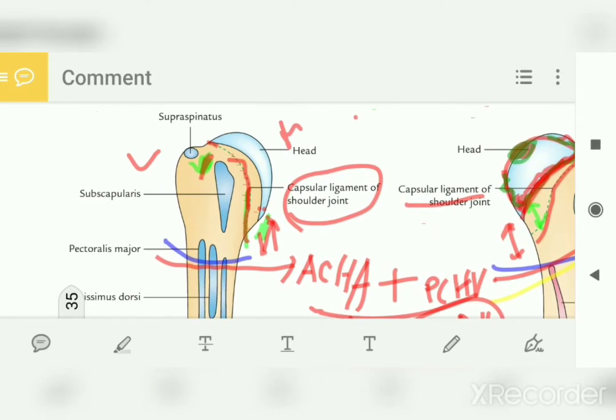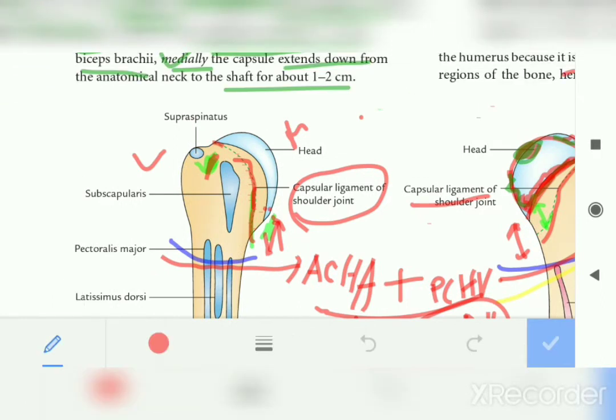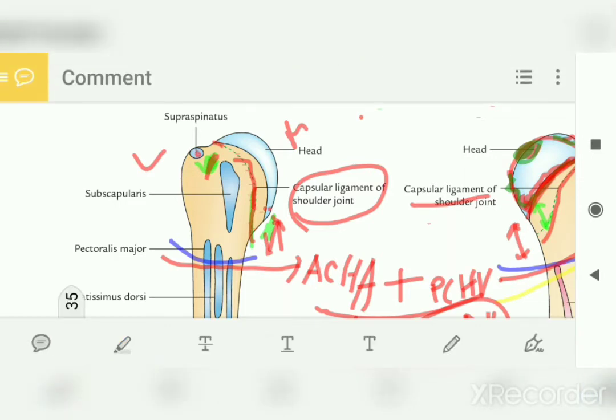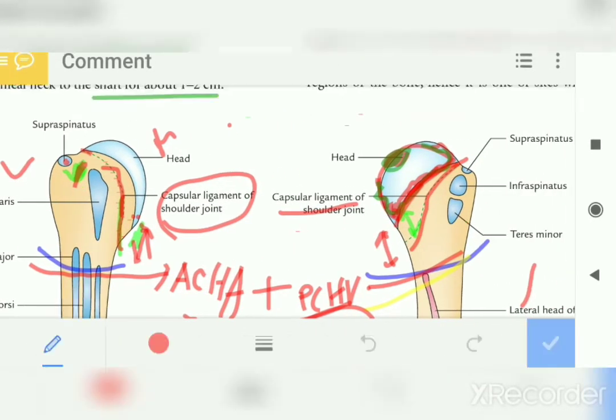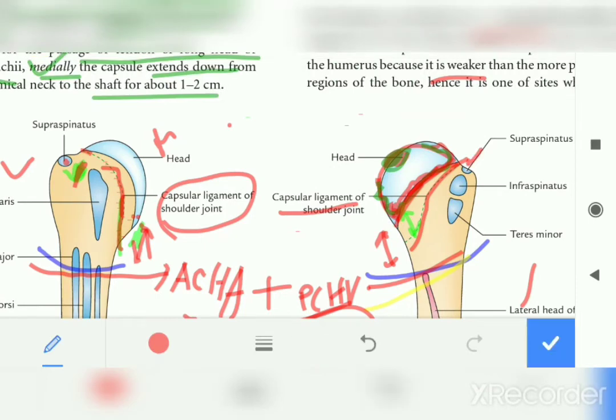This is the greater tubercle. This is the front view. Okay, look at that. From anterior to posterior, at first lies the supraspinatus muscle. This is the supraspinatus, and if we look from behind, this is the supraspinatus, then infraspinatus, and then teres minor.